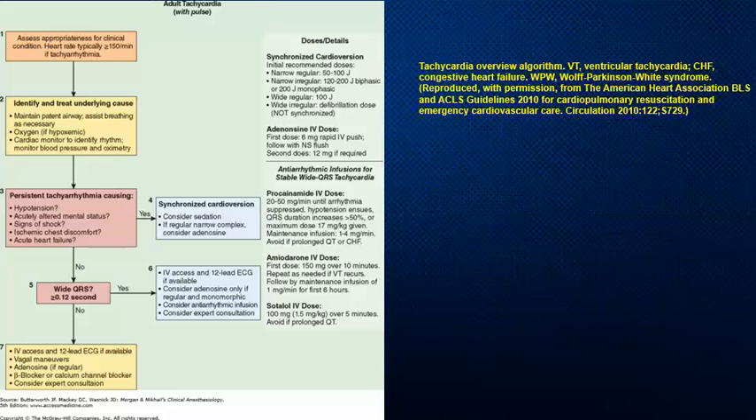The guidelines do allow for consultation in complex cases, or if there's uncertainty as to the best drug therapy. It is of interest that this table does include procainamide, a very old drug, for the treatment of stable wide QRS tachycardia.